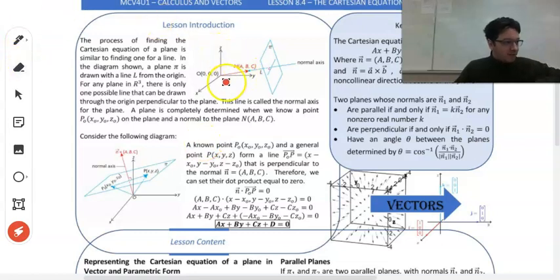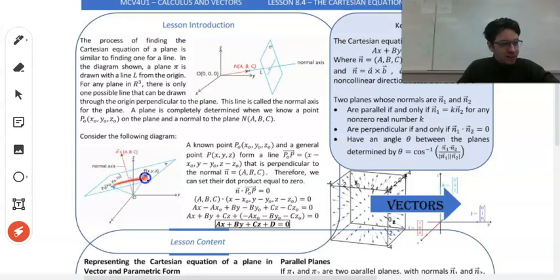So today's 8.4. We're going to learn about the Cartesian equation of a plane. And what I'm going to do in deriving it is very similar to how I derived the Cartesian equation of a line. So here we have a plane, and on the plane we have a known point and an unknown point. And then I've drawn a normal to the plane, which has a direction vector A, B, C.